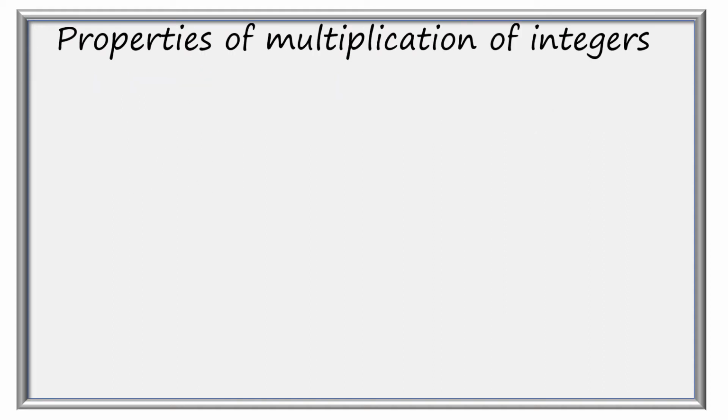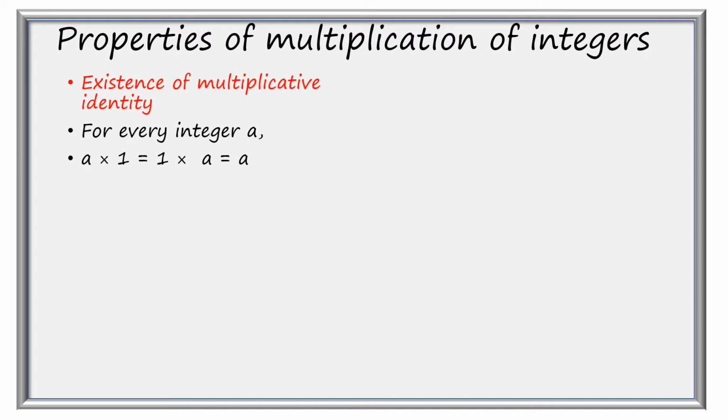Next is the existence of the multiplicative identity. For an integer a, a multiply 1 is always a. Whether we do a multiply 1 or change the order, 1 multiply a, we will find the same product, which is the number itself. For example, minus 2 multiply 1. Any number multiplied by 1, we get that number itself, minus 2. 6 multiply 1 is equal to 6.